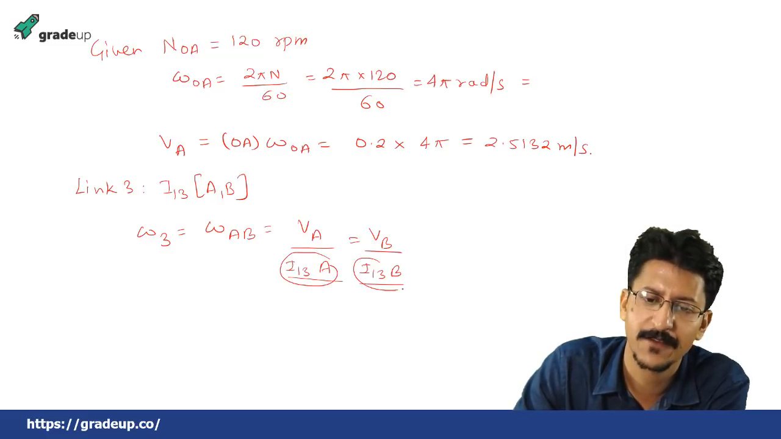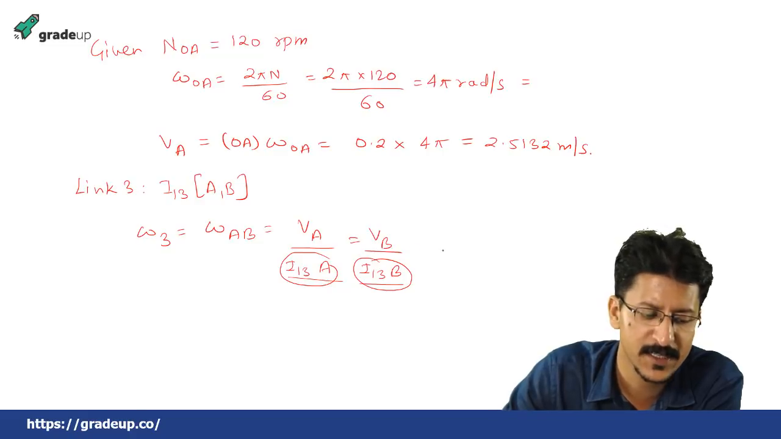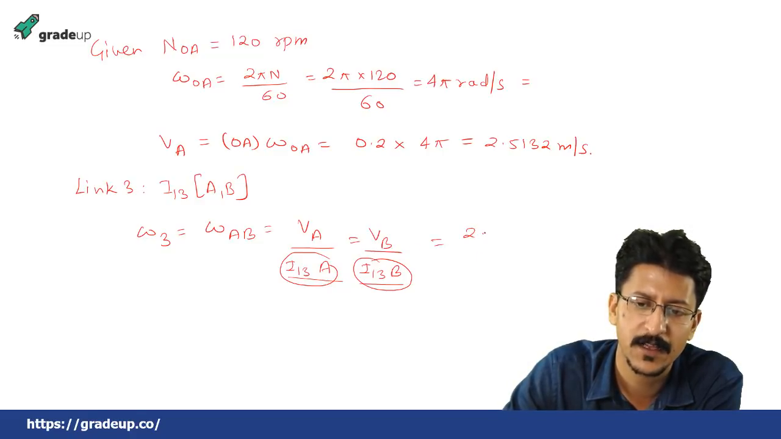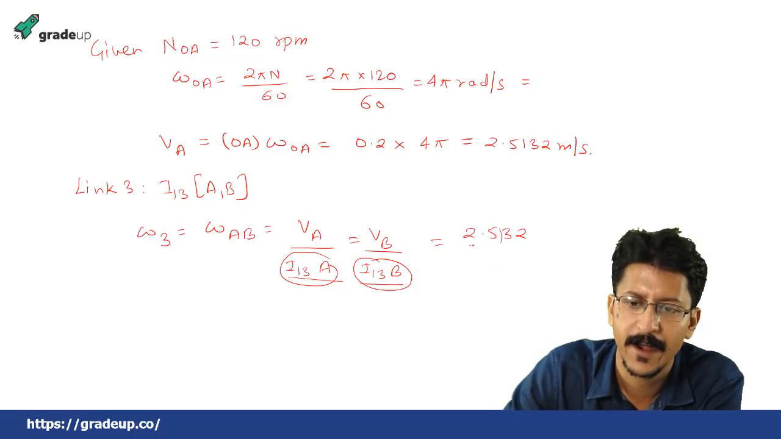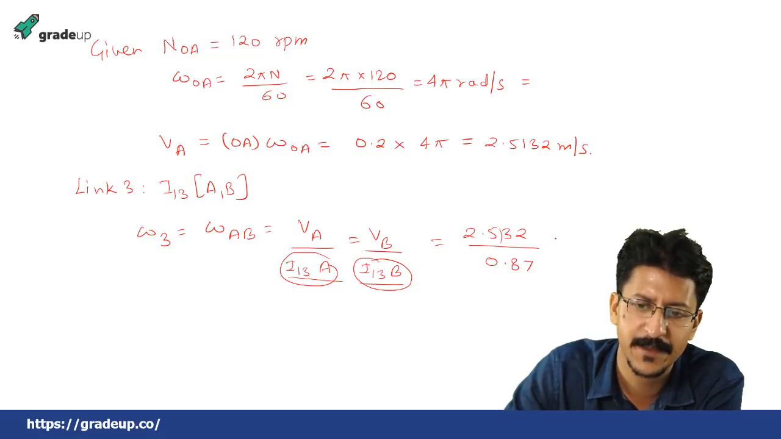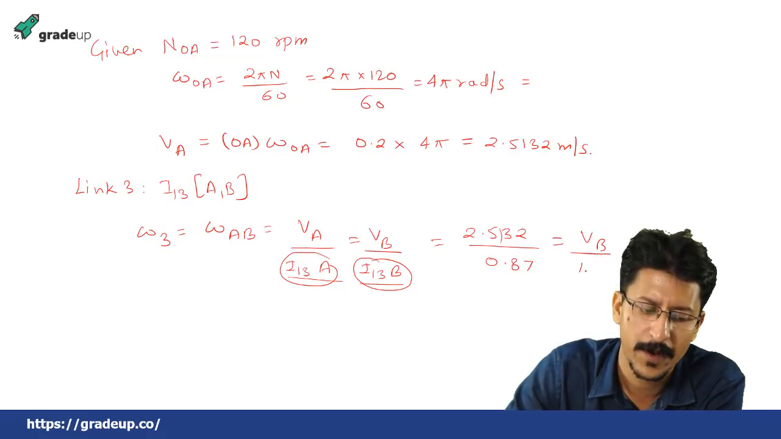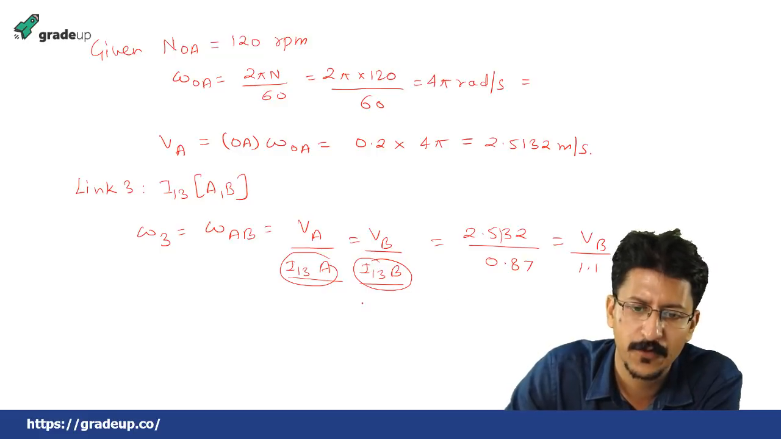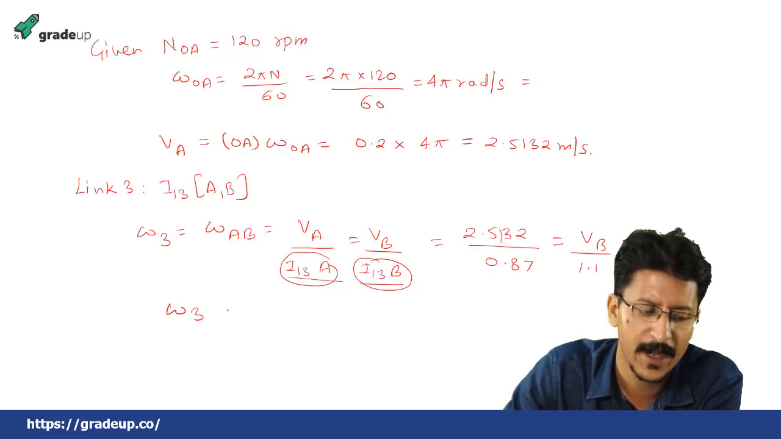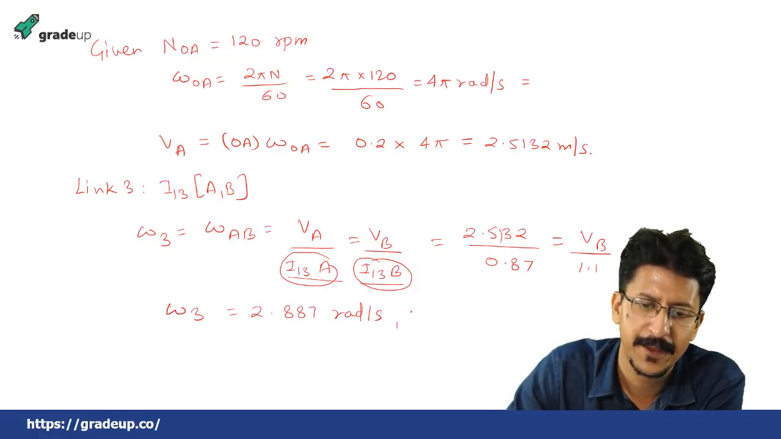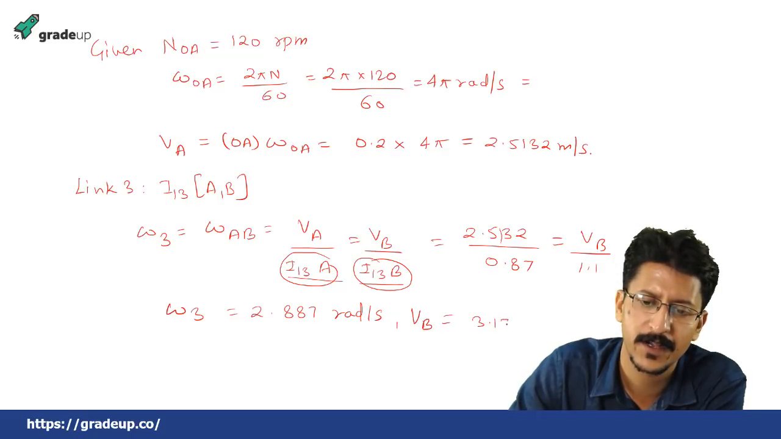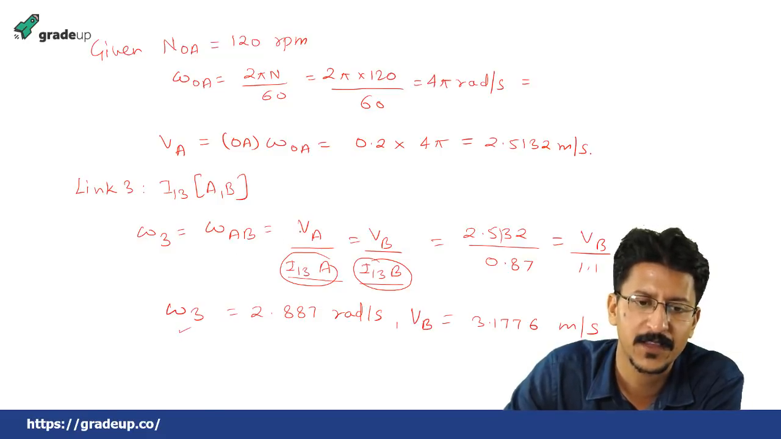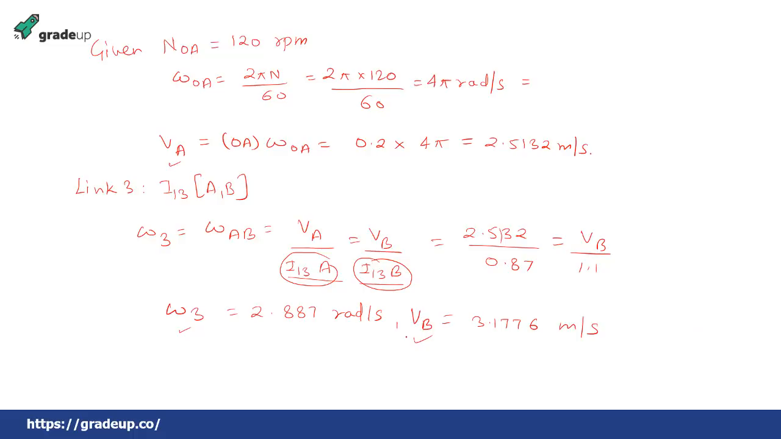We have to find out these lengths, because this diagram is drawn on a scale. So we have to find them graphically using a proper scale. So this is 2.5132 divided by this length, which comes as 0.87, equal to VB upon 1.1. Okay, so if you calculate omega 3, you will get 2.887 radians per second, and VB you will find as 3.1776 meter per second. So we have found omega 3, VA and VB.